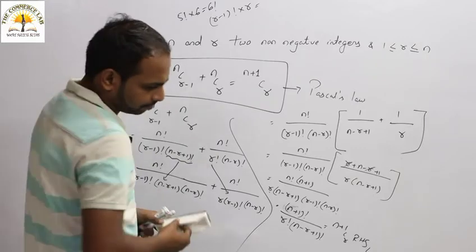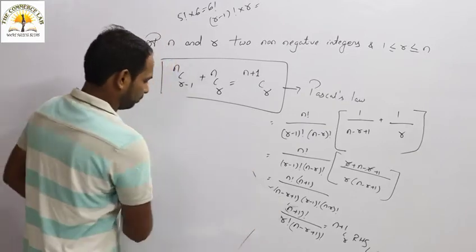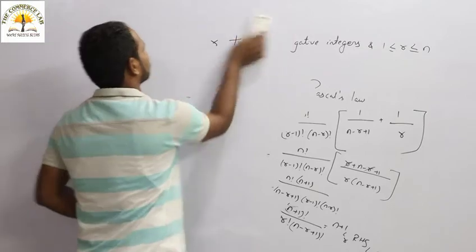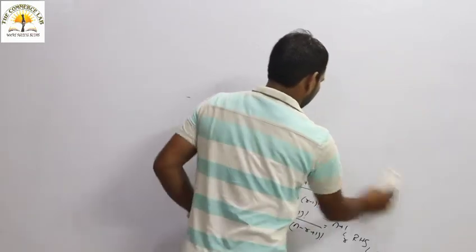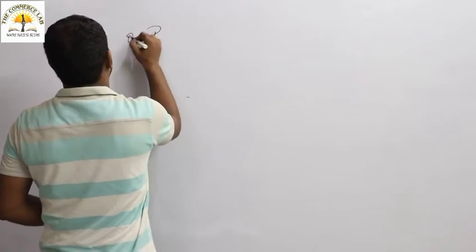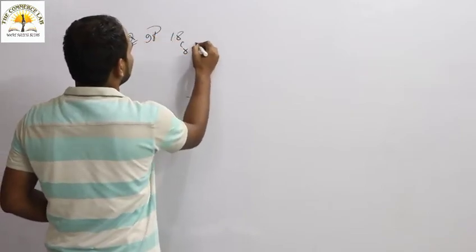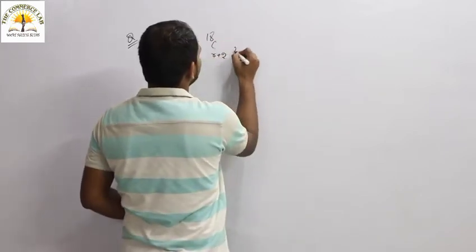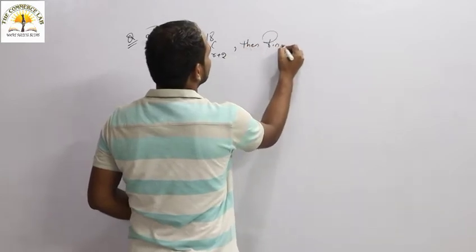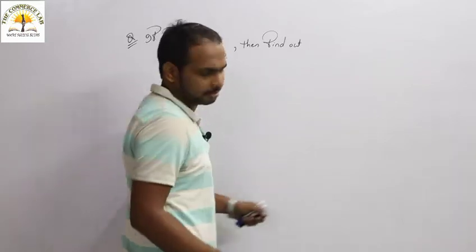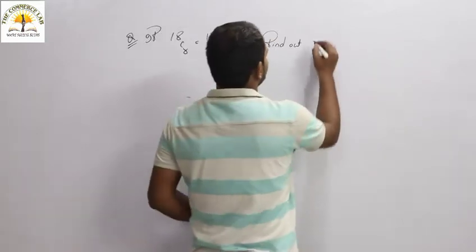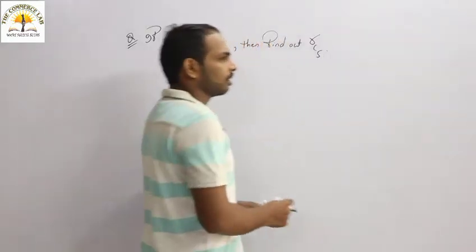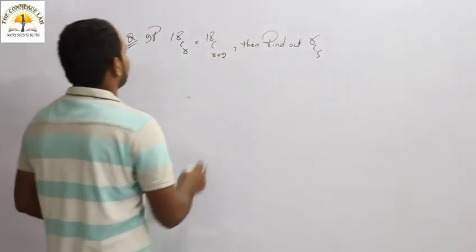Then come for some problems. Write down one problem. If 18Cr is equal to 18C(r plus 2), then find out rC5. Then find out rC5.